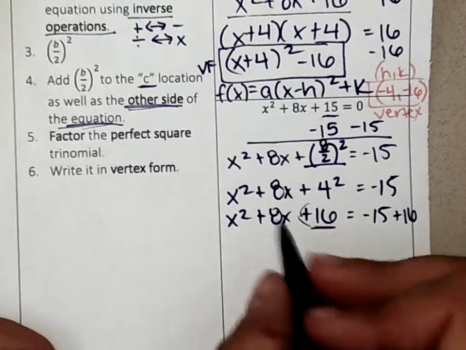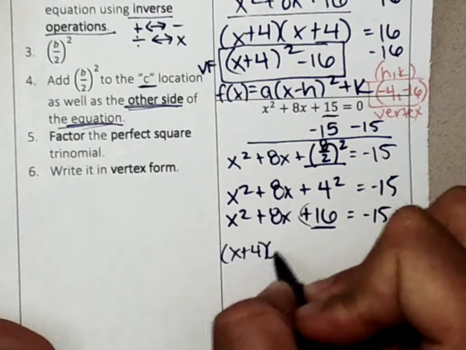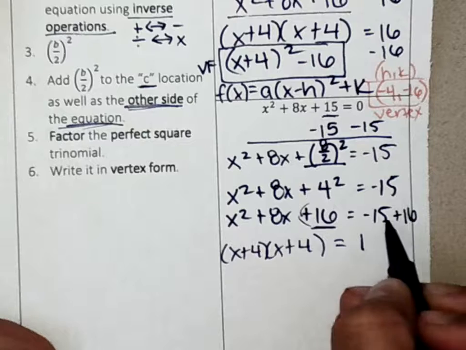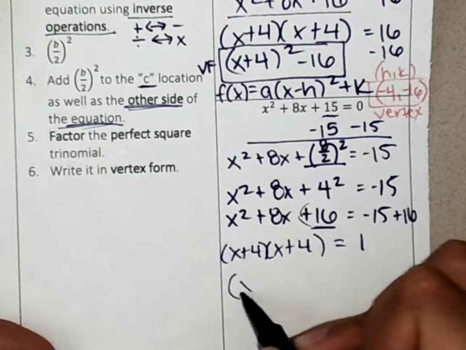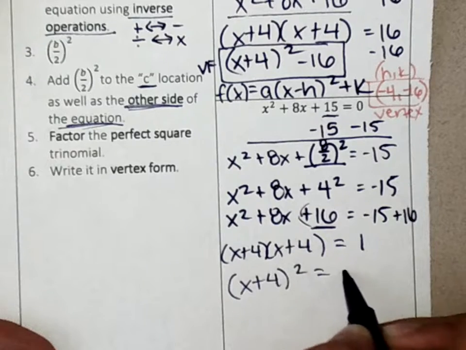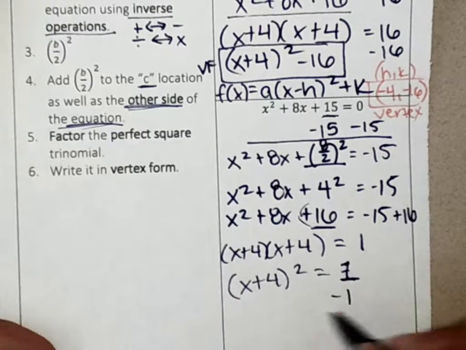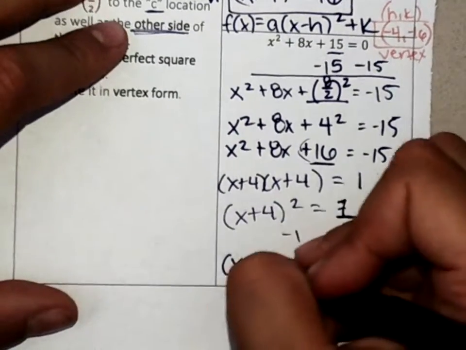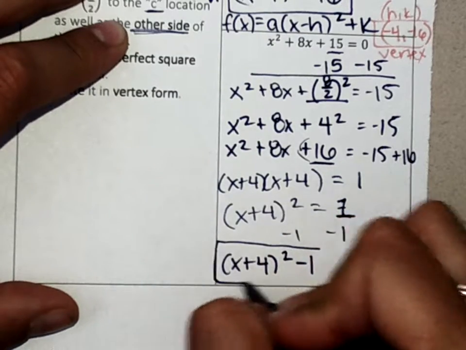Our perfect square trinomial, which is step 5, is going to be x plus 4 equals 1. Negative 15 plus 16 is 1. This can be rewritten as x plus 4 quantity squared equals 1. And then if we subtract the 1 to both sides, we're going to have our quadratic in vertex form.